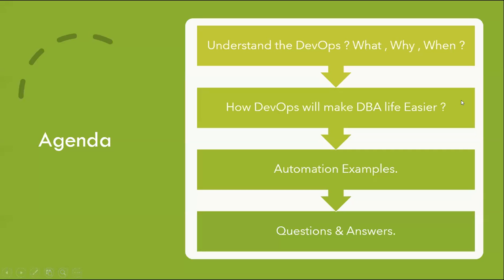What are we going to talk about today? I'm going to talk in general about DevOps. What is DevOps? Why do I have to use DevOps and when do I need to use it? How DevOps will make your life much easier, especially the DBA's life. Automation examples using Terraform and Ansible, and when I'm going to use Ansible and when I'm going to use Terraform. And then we're going to go to questions and answers. If you have any question, you can drop it in the chat box.